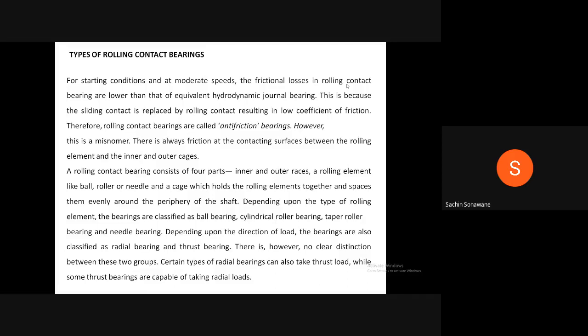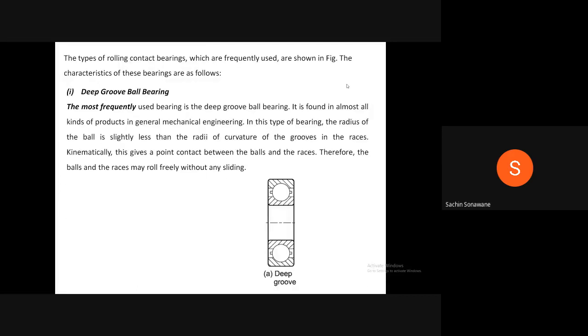Depending upon the direction of load, the bearings are also classified as radial bearing and thrust bearing. There is, however, no clear distinction between these two groups. Certain types of radial bearings can also take thrust load, while some thrust bearings are also capable of taking radial loads. The types of rolling contact bearings which are frequently used are shown in the figure. The characteristics of these bearings are as follows. Therefore, I am going to explain each and every rolling contact bearing now.